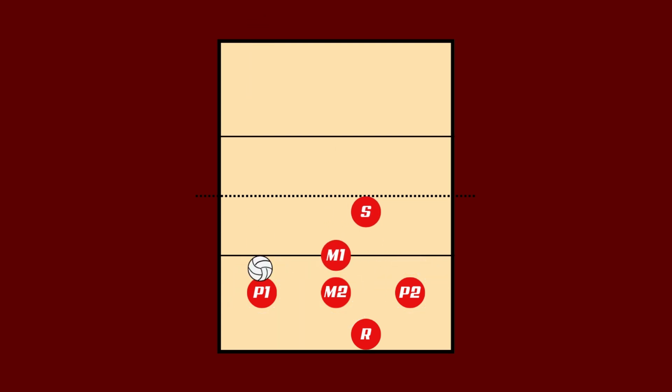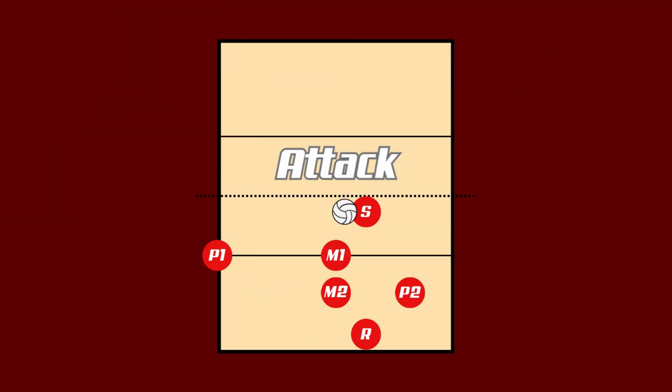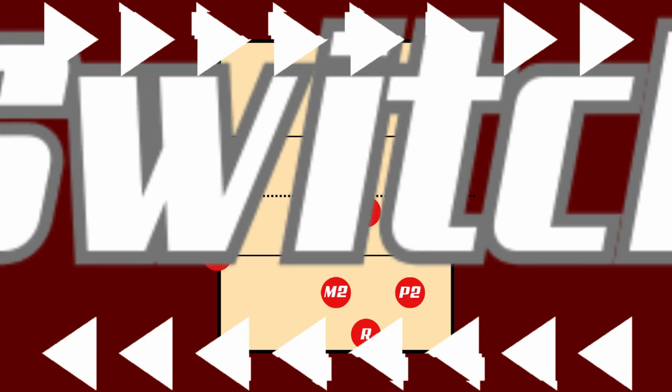Once the ball is served, pass if needed, if not, transition into attack. Here we will have two front row options. Once the ball goes over, switch.